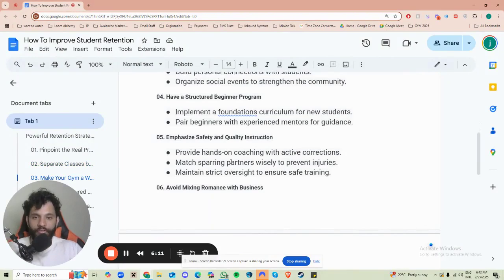So you want to implement foundation curriculum activities for new students, right? No one wants to feel clueless on day one. So you need to map out basic moves, positions, and rules that can be implemented for every student. Beginners need to have a core understanding of what they're going to be learning, because remember, most of these students have zero idea.